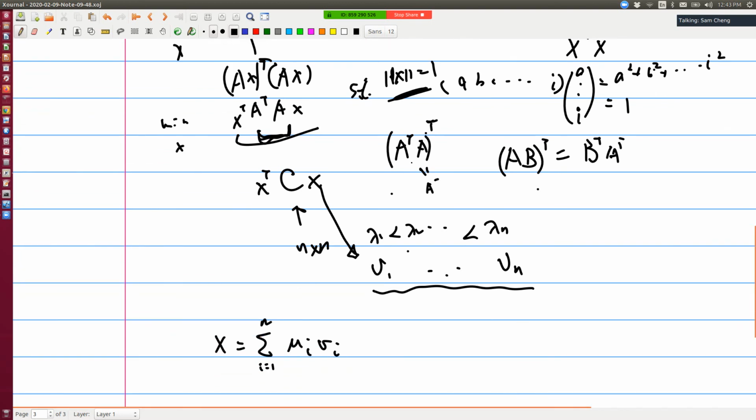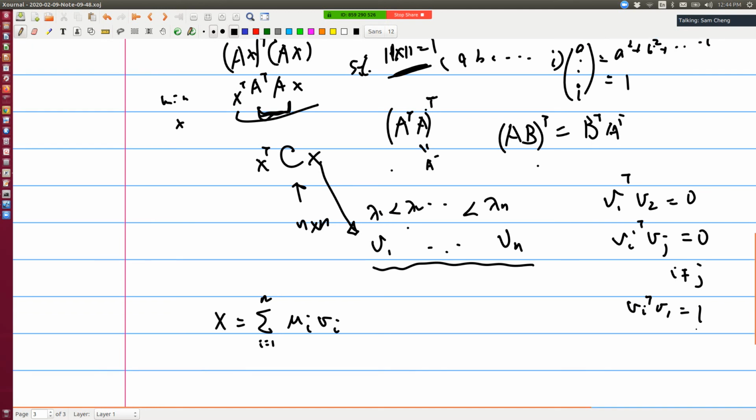Oh, by the way, when I say basis, they are an orthogonal basis as well. Actually it's orthonormal. So if I look at the inner product of v1 and v2, this will be equal to 0. Any vi, vj is equal to 0 if i is not equal to j. And I have vi transpose vi equal to 1. They are all orthonormal.